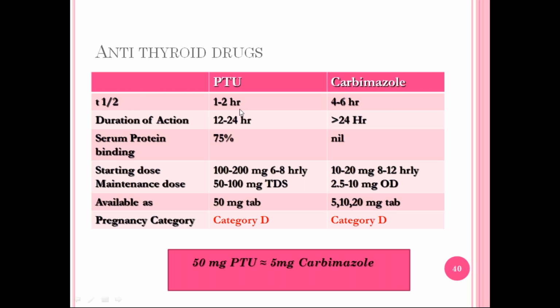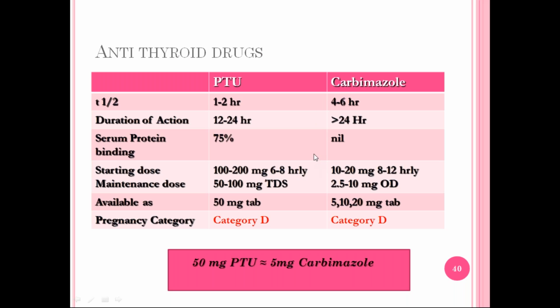The half-life of propylthiouracil is 1 to 2 hours, and carbimazole is 4 to 6 hours. Duration of action of propylthiouracil is about 1 day, almost 12 to 24 hours, so a 1 day course. For carbimazole, the duration of action is greater than 24 hours. The serum protein binding is almost 75% here. Starting dose is 100 to 200 mg, 6 to 8 hourly, and then you can continue 3 times a day. So first you start 3 times a day, and maintenance is 3 times a day.